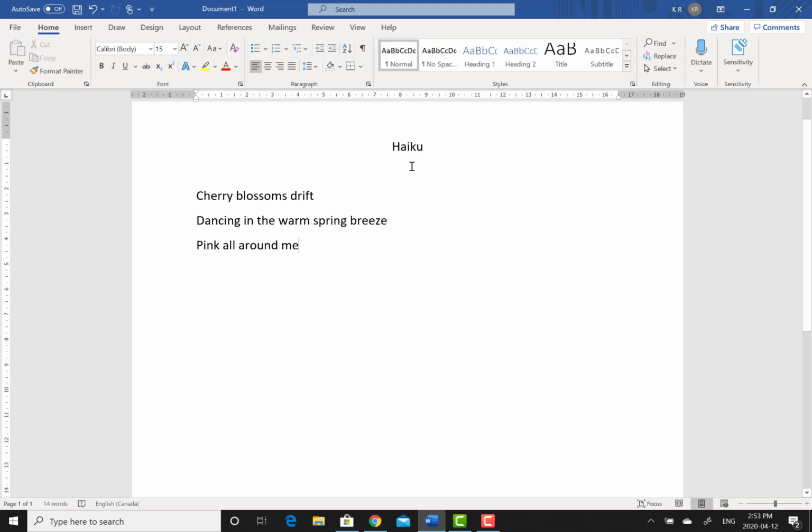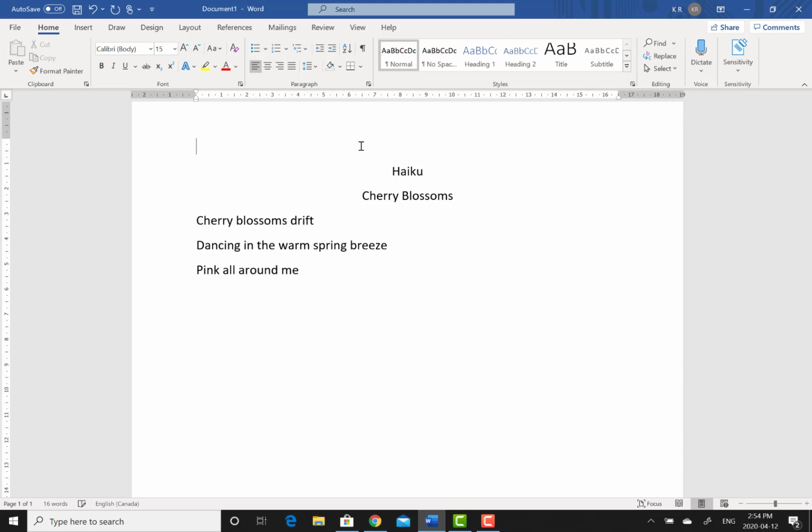Okay, now remember we need to include several things on our page of poems. So one thing is we have to include what type of poem it is, which we have. We also need to include a title. So my title will be Cherry Blossoms. Okay. And I need my name. And I also need a colored illustration. So I need to draw a picture of my poem.